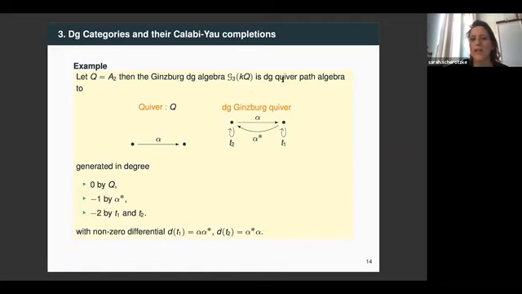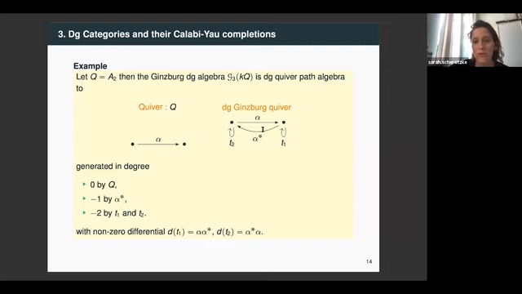So we have a DG quiver path algebra. We start off with the quiver A2. Then the recipe is the following: we double all the arrows, but invert their orientation. So for an arrow alpha, I get an arrow alpha star. And for every vertex, I add a loop of degree -2. So the degrees are as follows.